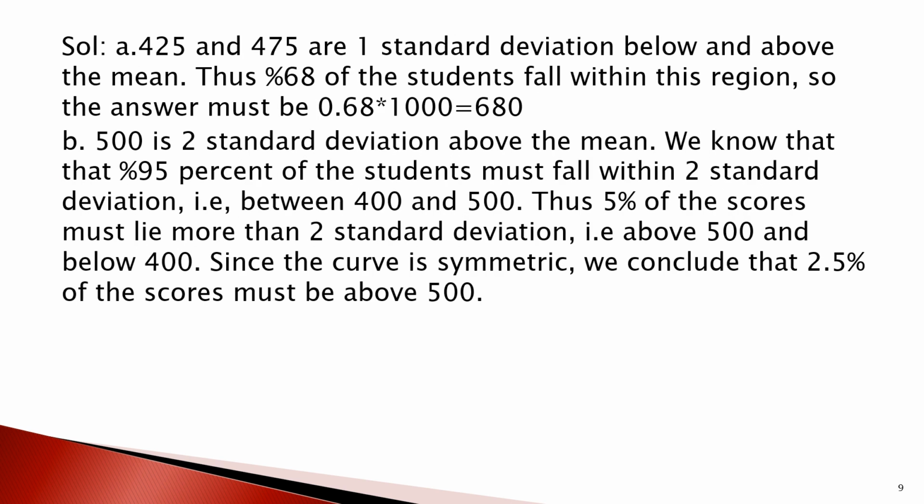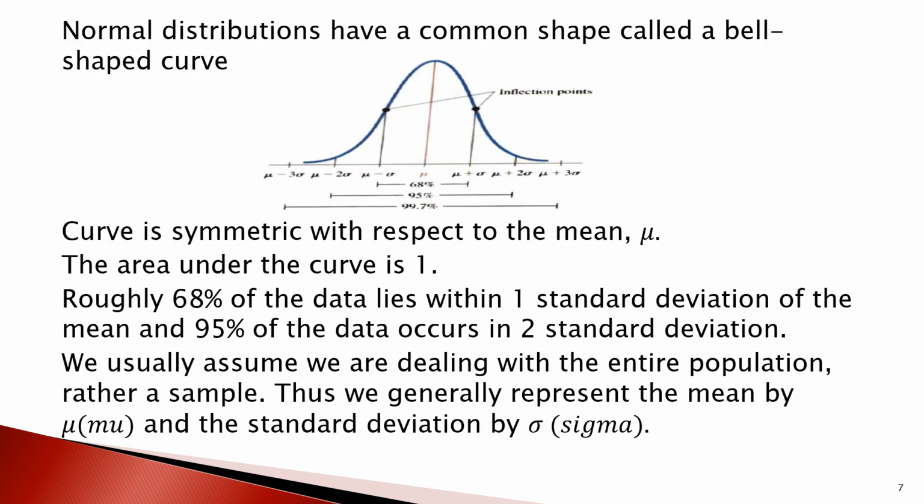So 500, guys, we can say it's two standard deviations. Standard deviation is 25, the mean is 450, so 500 is two standard deviations above the mean. So what we know is, we know 95% of the data, or in this case the number of students, must fall within two standard deviations. Okay, so here we have two standard deviations. Okay, so these are two standard deviations.